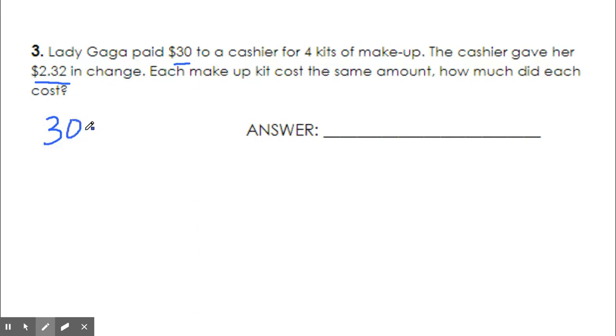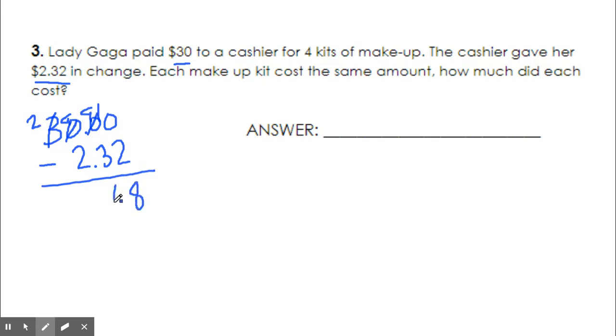So 30 minus $2.32. Okay, I'm going to have to borrow all the way across to the 3 because it's going to take some time. All right. And then I can subtract that. 10 minus 2 is 8. 9 minus 3 is 6. 9 minus 2 is 7. And then 2 minus nothing is 2. So she spent $27.68 on the makeup kits, and she bought 4 of them.